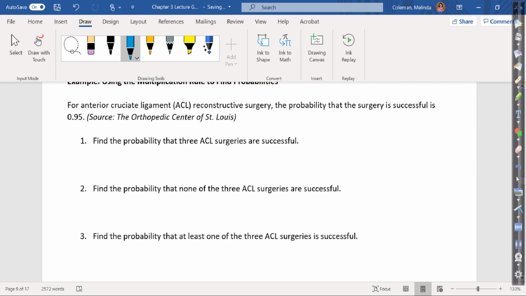So let's try some additional problems. An anterior cruciate ligament, or ACL, reconstructive surgery. For that surgery, the probability that the surgery is successful is about 95%, or 0.95. Find the probability that 3 ACL surgeries are successful. Okay. So this is the probability of a success on the first one, a success on the second one, and a success on the third one.